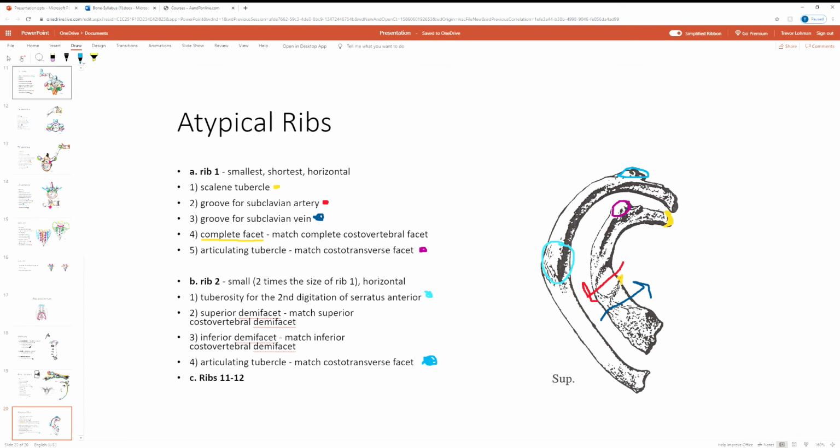Ribs 11 and 12, I don't have pictures of. I just included them here because they are floating ribs. So if you want to write that, they're floating. I won't spell it out. They're floating ribs. They don't attach to your sternum.